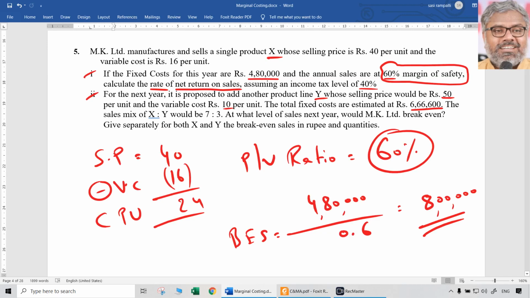And the sales mix of X and Y is going to be 7:3. So that is the sales mix. In other words, out of 10 units totally sold by the company, 7 of them will be X, 3 of them will be Y. At what level of sales next year would MK Limited break even? Give separately for both X and Y the break even sales in rupees and quantities also. So this is something different.